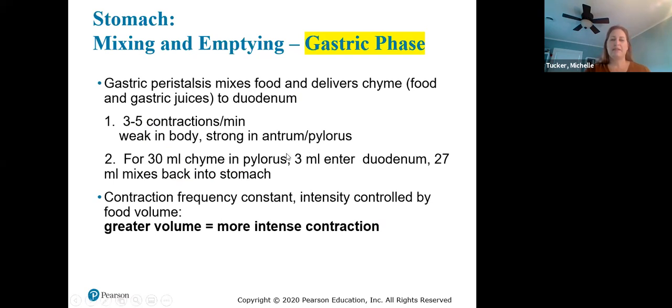The rate of chyme delivery into the duodenum is going to be controlled partly by food volume. So the more food, the more intense the contraction and the more chyme that is released, because your stomach is saying, oh my gosh, I have all this food coming in. I need to start getting rid of it. So increase the volume, increase the chyme into the duodenum.